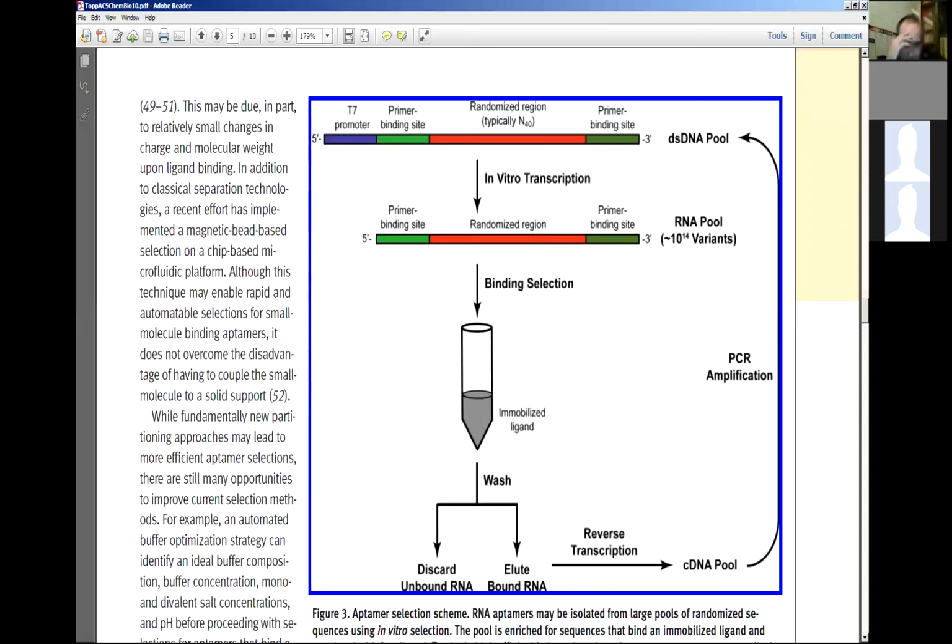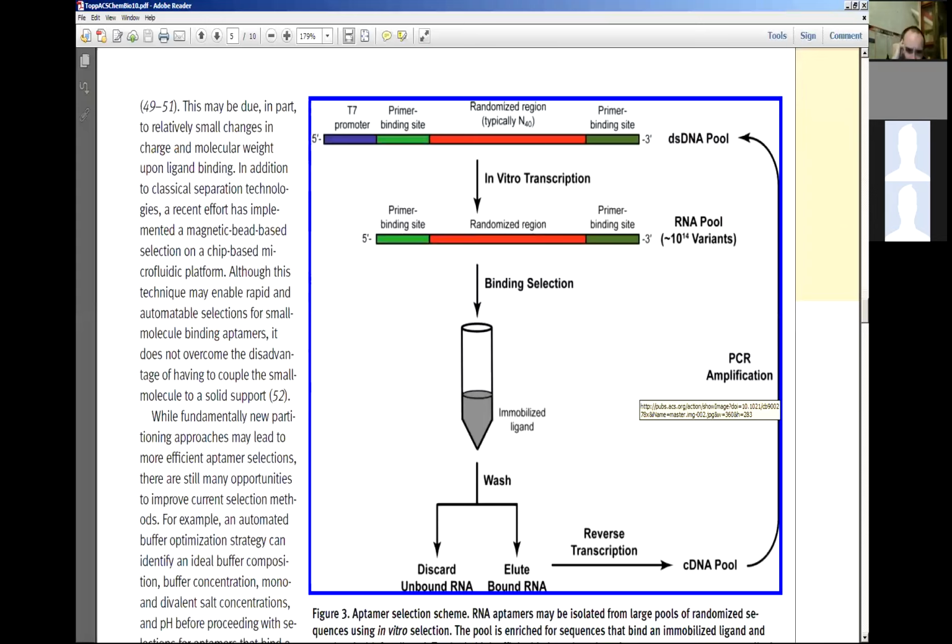And then maybe using error-prone PCR or something like that, maybe you can even add some more diversity if you want. But you can do multiple rounds of this. And essentially, you're starting out with a pool of random RNA sequences that might have, so your 10 to the 14 variants.